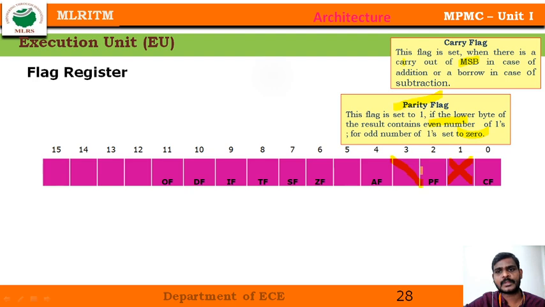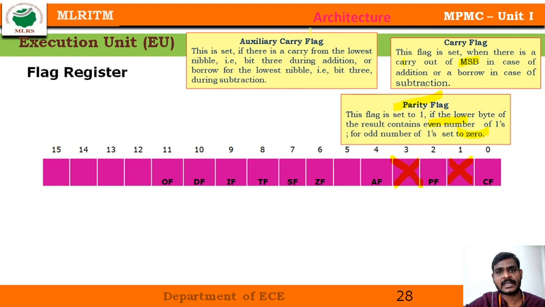The third bit is not used again, and the fourth bit is the auxiliary carry flag. This is set if there is a carry from the lowest nibble, which means that whenever I am performing any arithmetic operation, when the first 4 bits generate a carry from bit 3 during an addition, or a borrow from the lower nibble, this auxiliary carry bit is set. Otherwise it will be 0.